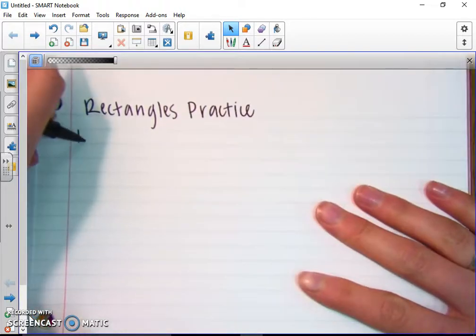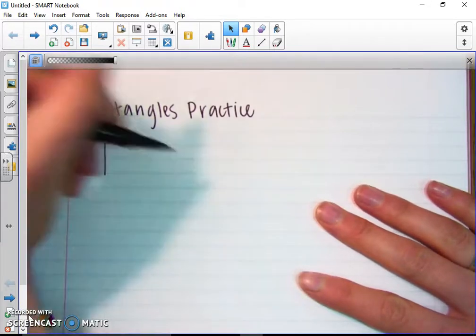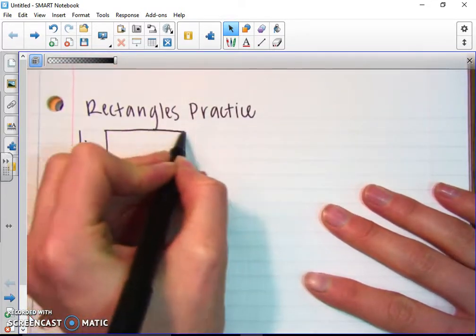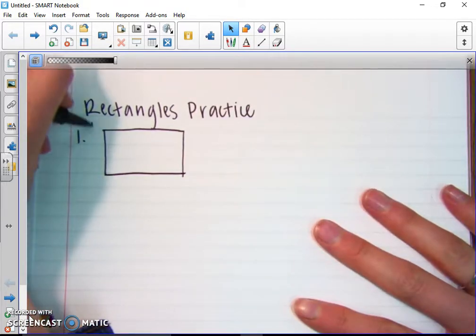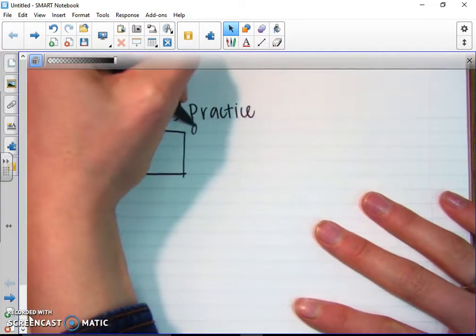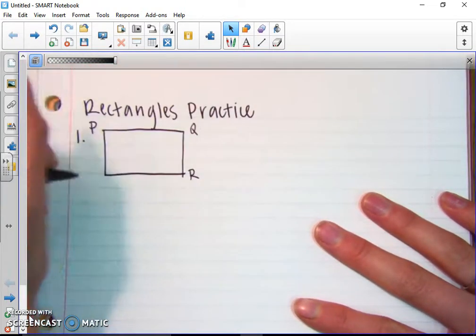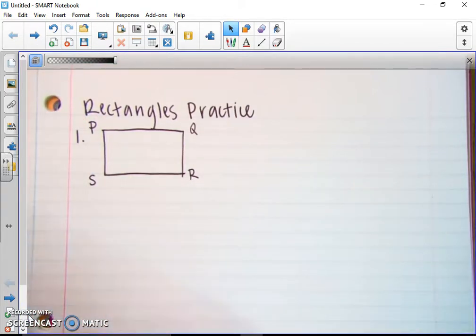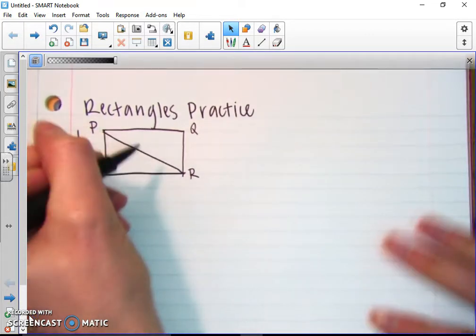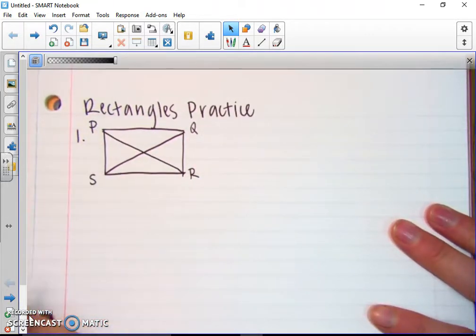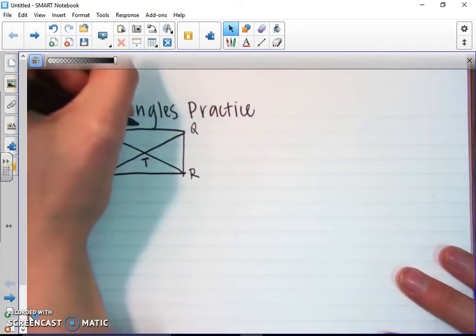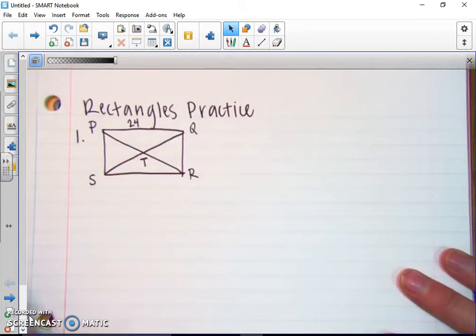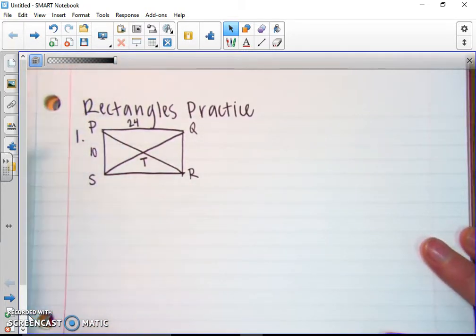So let's start off with number 1, and they're going to give us a rectangle. I'm sorry, a rectangle. We're so used to talking about triangles, it's weird talking about rectangles right now. So we have P, Q, R, and S. All right, and they're going to tell us a couple things. They're also going to draw the diagonal PR along with the diagonal QS, and this intersection point we're going to call T. They're going to tell us that PQ is 24 and that PS is 10.